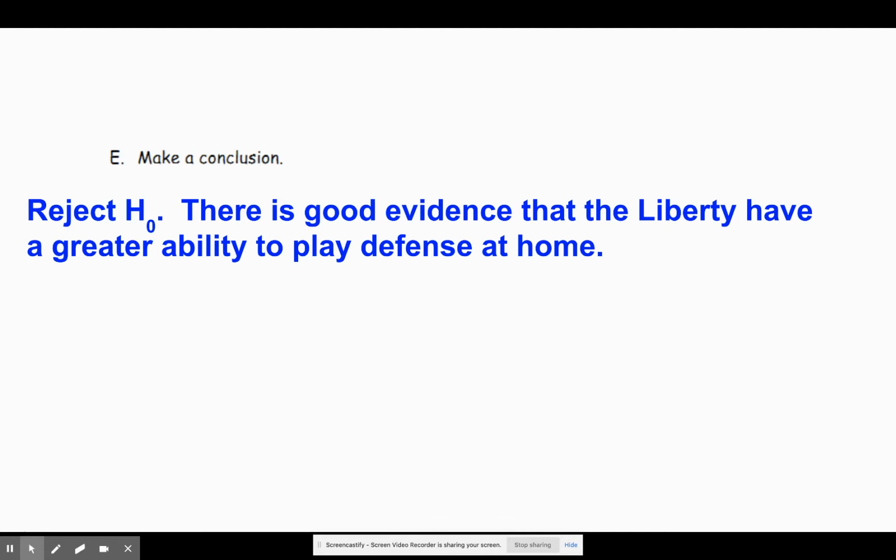If the null hypothesis was that there was no difference home versus away, this would tell us that there is good evidence that there's a difference. In other words, there's good evidence that the Liberty have a greater ability to play defense at home than away.